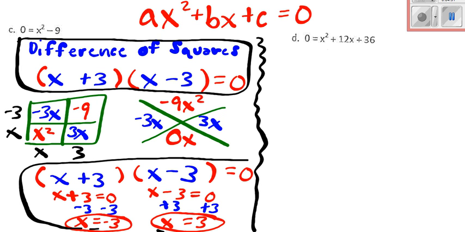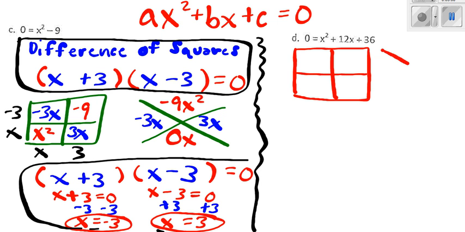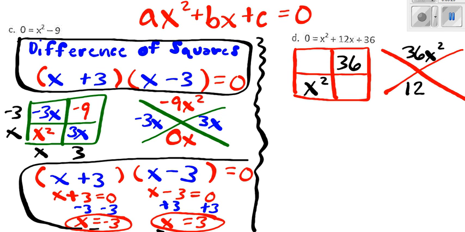Okay, let's finish up with part D. So we double check it is in the correct order, ax squared plus bx plus c. So we want to make our diamond and generic rectangle. We have x squared. We have 36. So x squared times 36 is 36x squared. Our bx term is 12x. So we need to figure out what two things multiply to a positive 36x squared and add to a positive 12x.